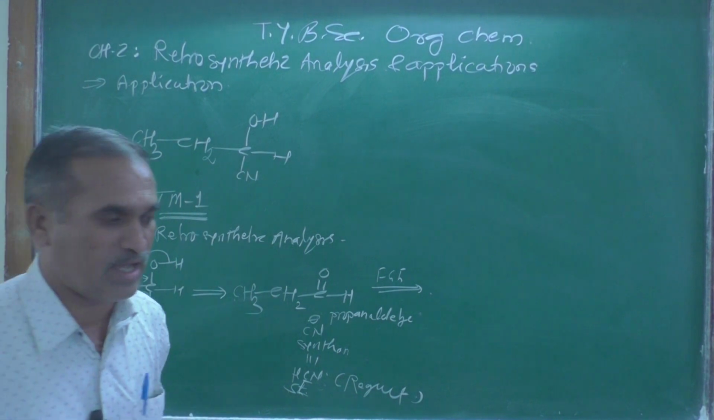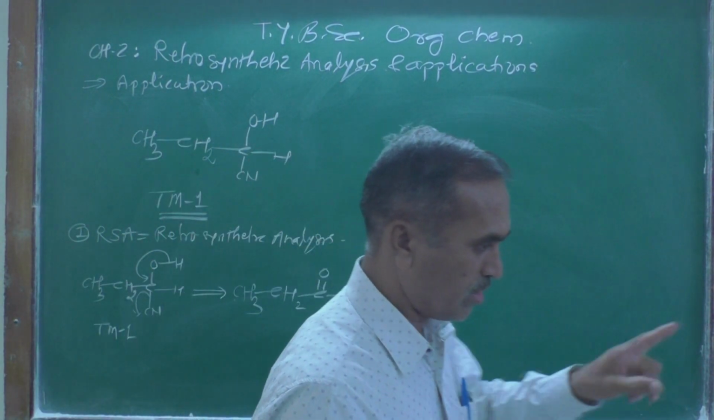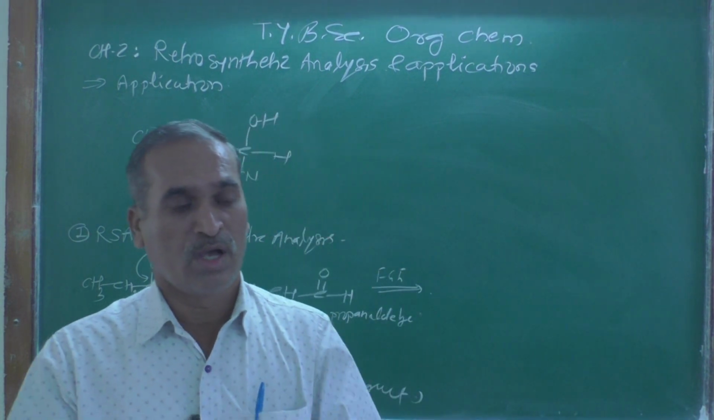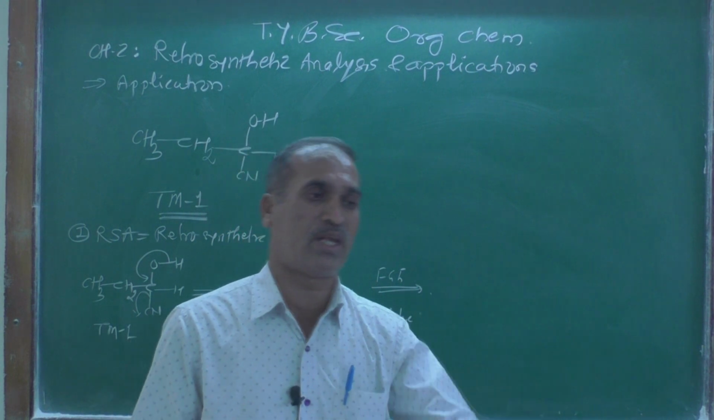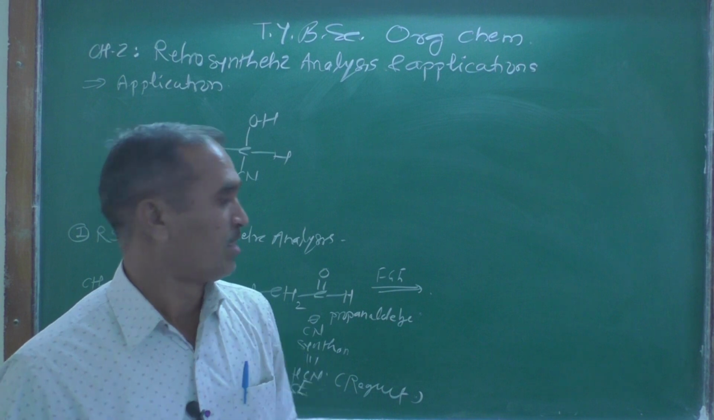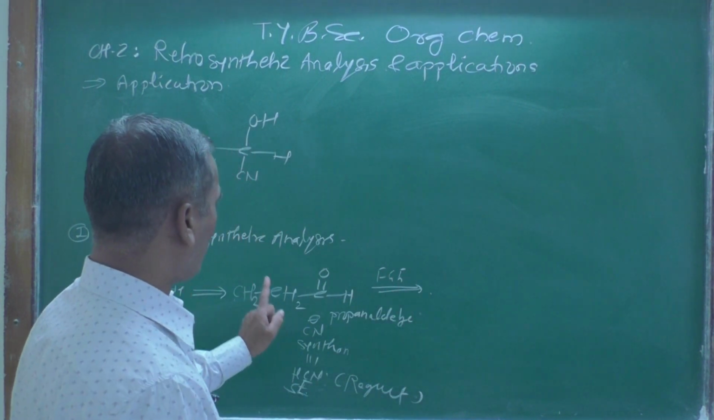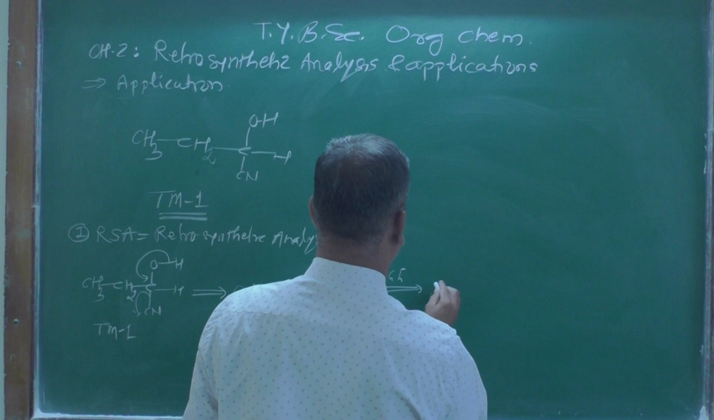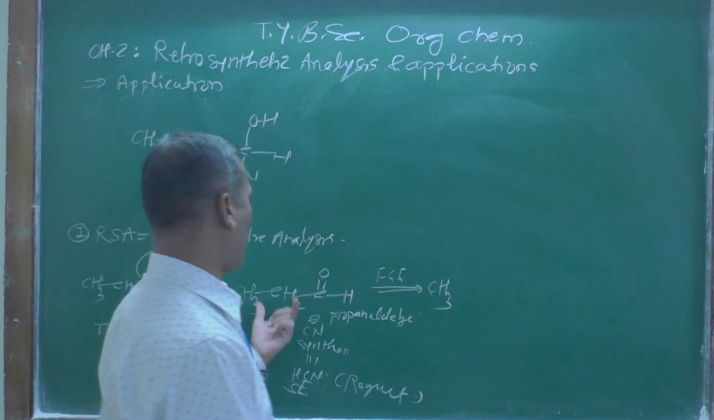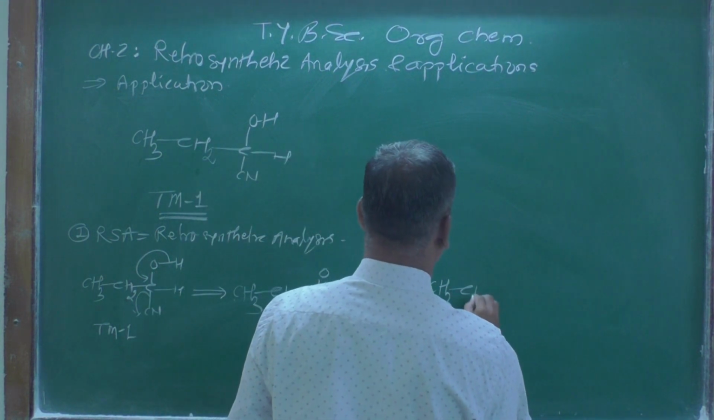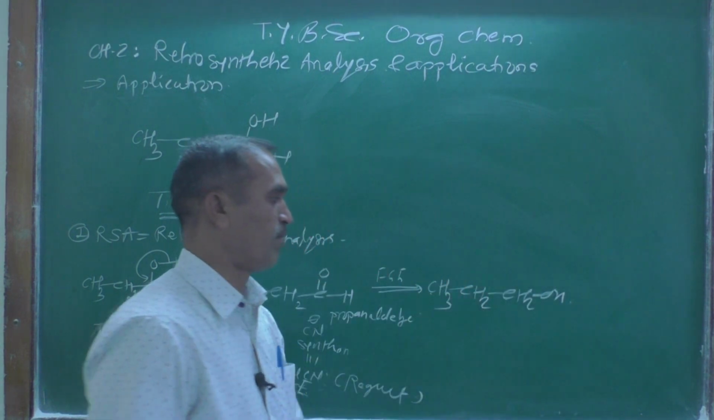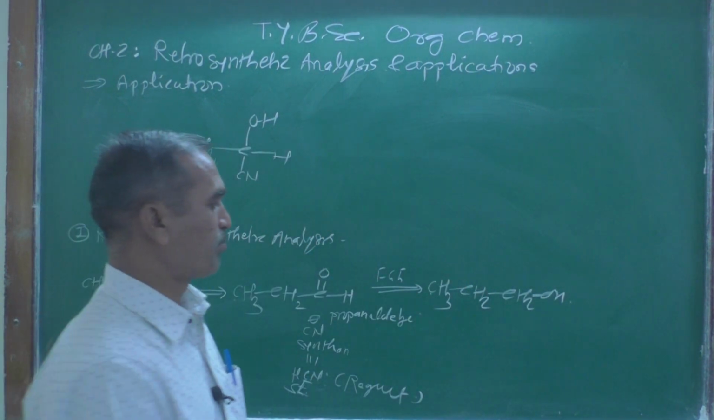The full form of FGI is functional group interconversion, and what is its definition? When one functional group is converted into another functional group so that disconnection becomes possible, it is known as FGI. What I am going to do over here: this propanaldehyde can be obtained from CH3CH2CH2OH. This we can call N-propyl alcohol.